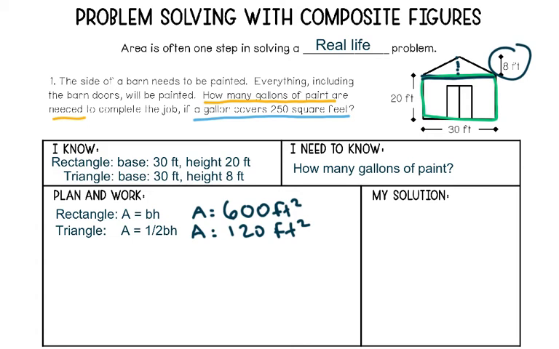To find the total area, I need to add. So I know that this whole surface face of the barn is 720 square feet. Now the question is asking about how many gallons of paint I need to use.